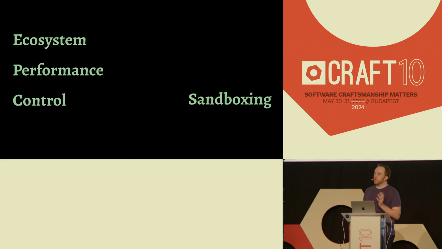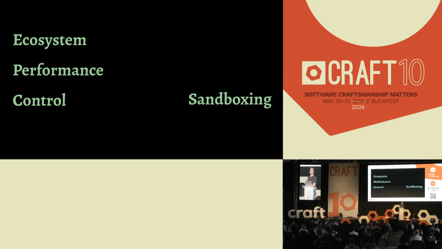Okay, so here's a question. Can we get all of these? Can we get the best of both worlds? What if there was no river separating these two? What if we could get ecosystem and performance and control and sandboxing all at the same time? Well, we can't necessarily get 100% of all of these things. I mean, obviously, if there were some magic wand you could wave and get the entire C ecosystem and performance and control and sandboxing, that would be wonderful, but unfortunately, these are trade-offs.